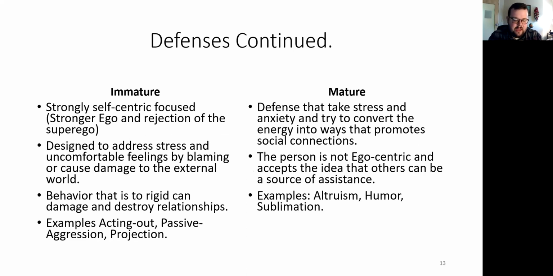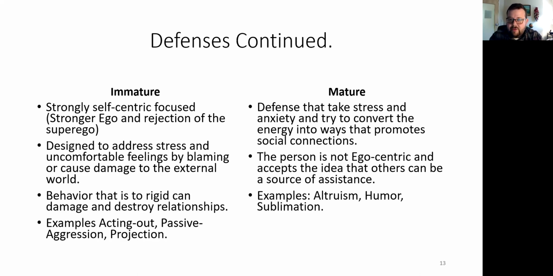So it's strongly ego focused and a rejection of the superego. So in other words, we engage in behaviors that take care of us first rather than looking at the environment or others to help us cope with the situation. So an immature defense is designed to address stress and uncomfortable feelings by blaming or causing damage to the external world. So blaming others for what happened to us, whether it's projection or other forms of defenses, can be one way to manage that anxiety, putting the responsibility on someone else, even though the responsibility lies with us. Or we can cause physical damage to the external world. So let's say I'm feeling a lot of anger right now. I don't know what to do with it, and I start throwing things across the room. That could be defined as an immature defense mechanism.